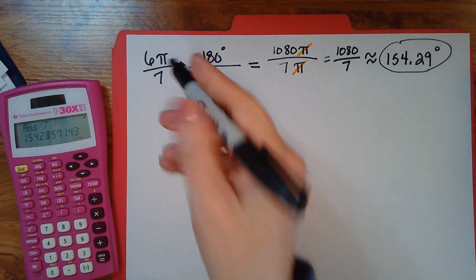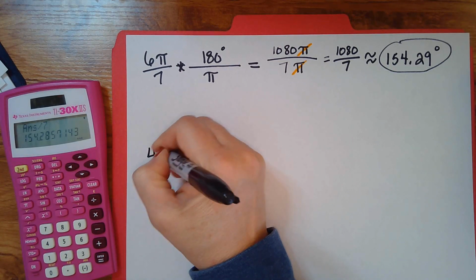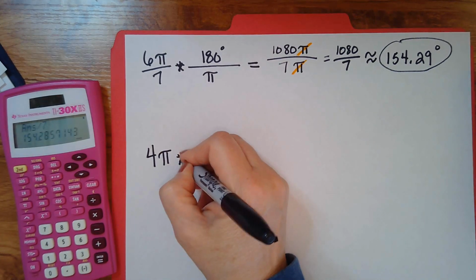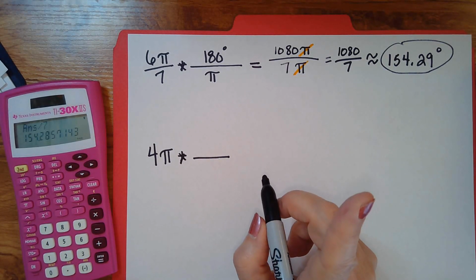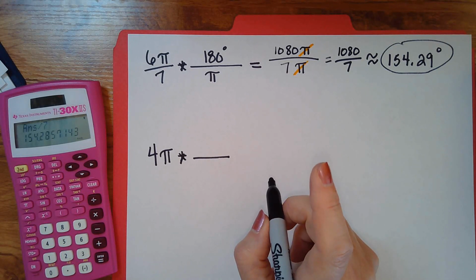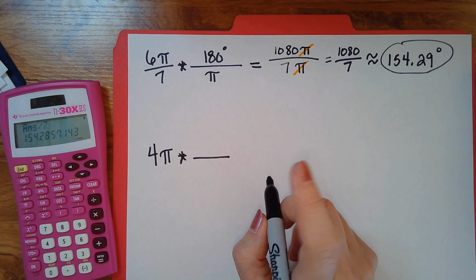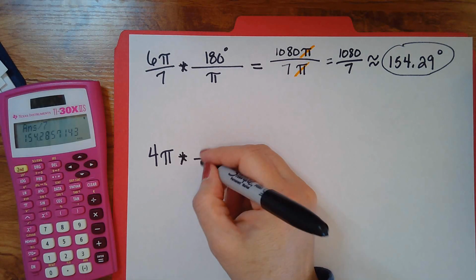Okay, let's do another one. I'll do an easier one. Let's say that I wanted to calculate 4 pi and I want to convert that into degrees. Okay, before we do it, I want you to think about it. And maybe you have a guess doing a little bit of mental math. 1 time around the circle is 2 pi. So 2 times around the circle would be 4 pi. And 2 times around the circle would be how many degrees? Huh, I don't know. Let's figure it out.